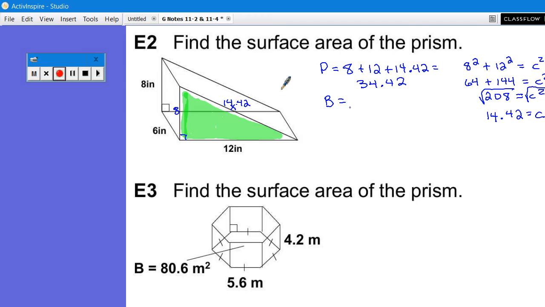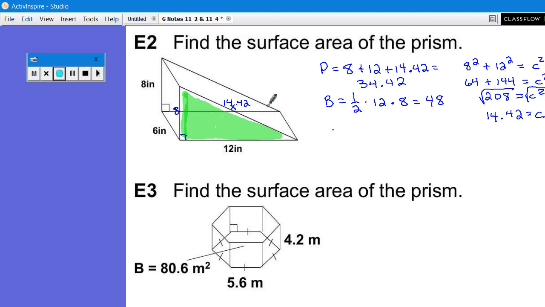The next thing we've got to do is find the area of that base. Guys, it's a triangle. You know how to find the area of a triangle. It's going to be 1/2 times the bottom of the triangle, which is going to be 12, times the height of that triangle, which is going to be 8. When you take 1/2 of 12 times 8, you're going to get a total area of 48 for that base.